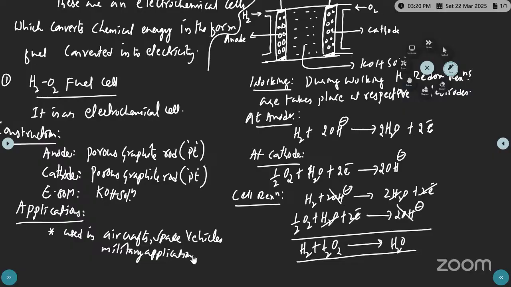So what is the final product in the fuel cell? What is the product in the fuel cell? Water. So this water comes out from this outlet. Water comes out from that outlet.